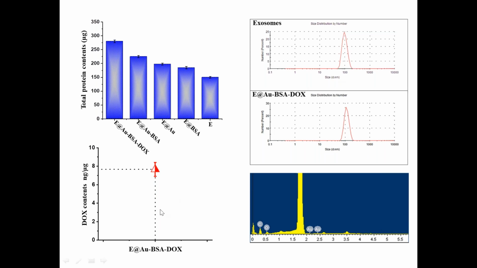Here is the doxorubicin concentration in exosomes. We measured it by HPLC, and the average doxorubicin content was 7.6 nanogram per microgram of exosome. Here is the elemental characterization of exosomes. Here are two peaks of gold which confirm the presence of gold inside exosomes.